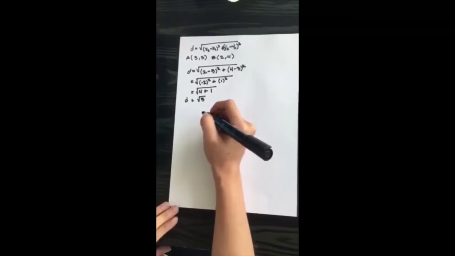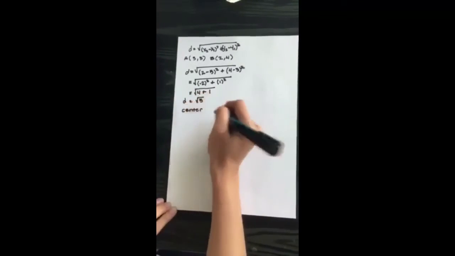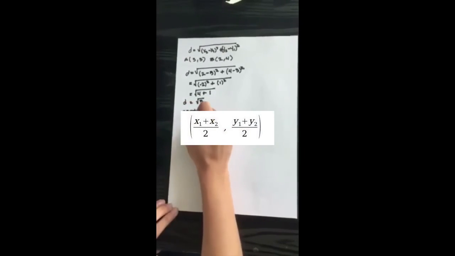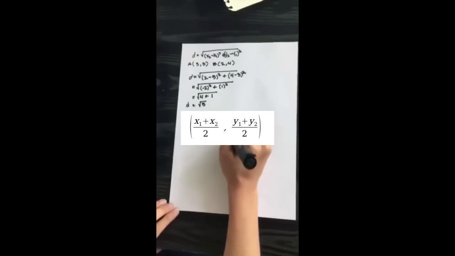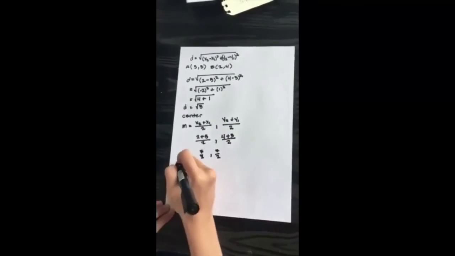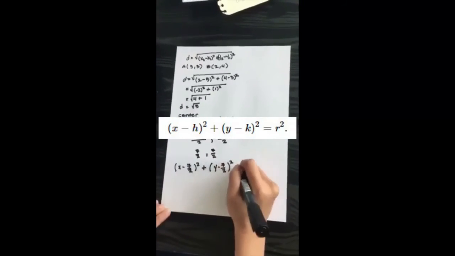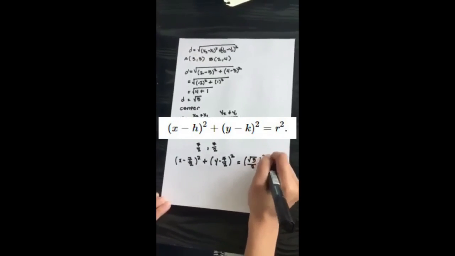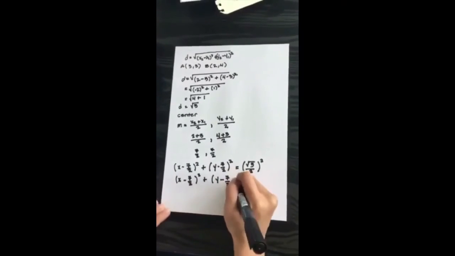To find the center of the circle, we get the coordinates of the midpoint of the diameter using the midpoint formula. So now we have the values of h and k, which are 7 over 2 and 7 over 2. We now substitute the values of h and k, and for the radius, we divide the diameter by 2. So now we have the equation of the circle, which is (x minus 7 over 2) squared plus (y minus 7 over 2) squared equals 5 over 4.